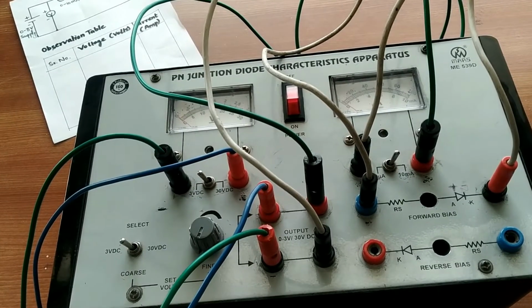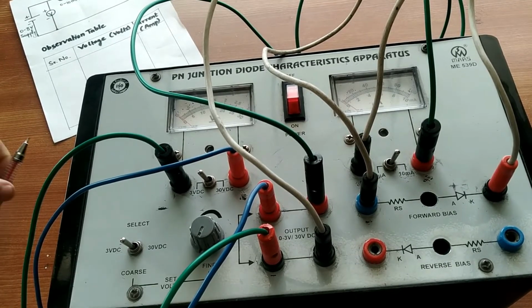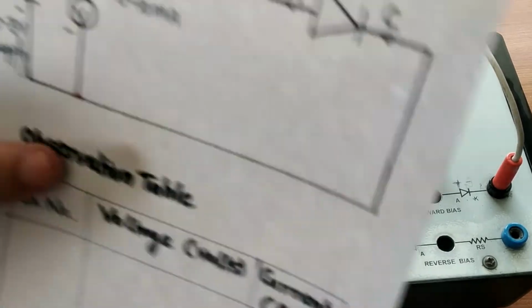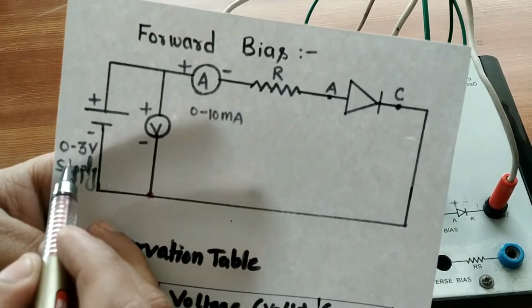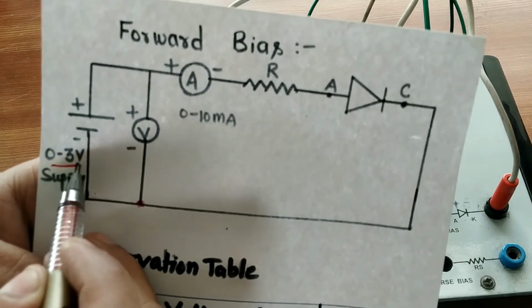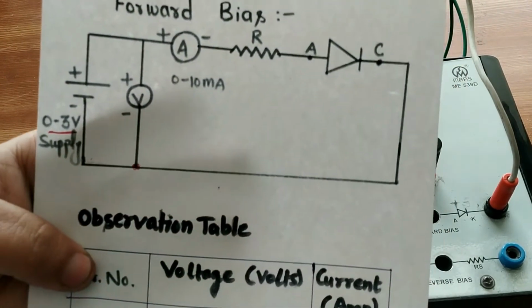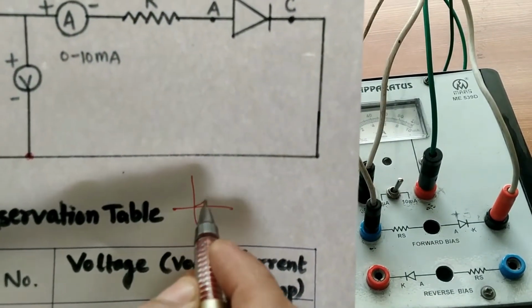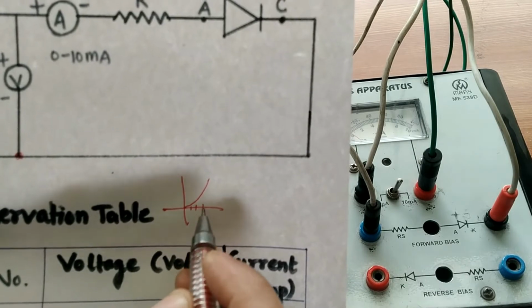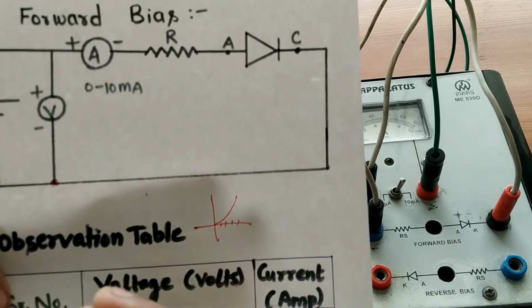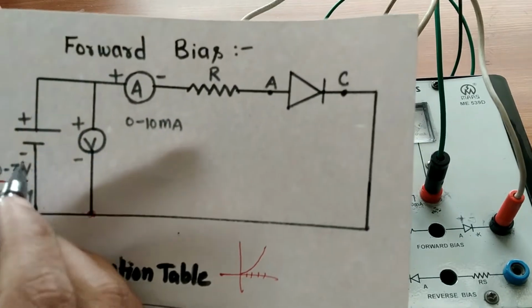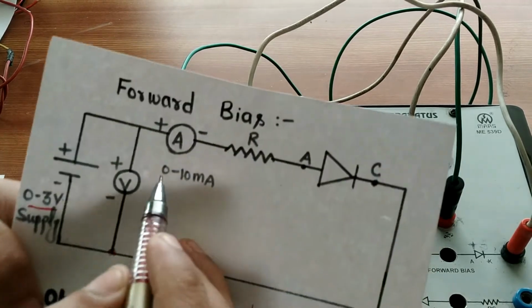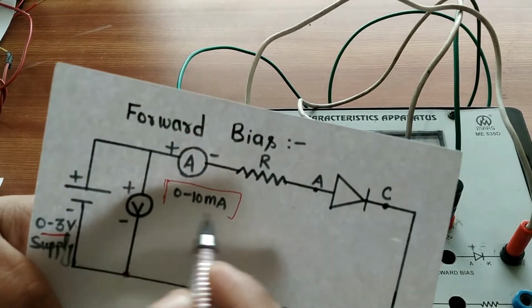Now what you have to see is that when operating a diode in a forward bias condition, we have to select the range of forward bias as 0 to 3 volt. Because we know that, as we have drawn the characteristic, we are getting a curve like this. Here we are increasing the voltage from 0.2, 0.3, 0.4, 0.5. The range which we are selecting here will be from 0 to 3 volt, and the reading which I will get for the current is in milliampere.